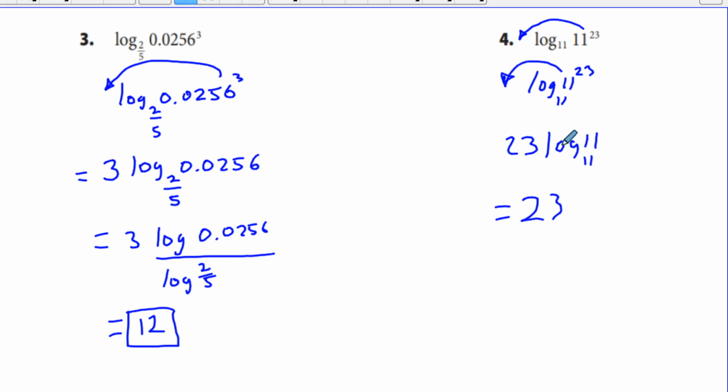Anyway, what you have is log base 11 of 11 cancels out to be 1. And so we're left with 23 as our answer here for problem 4.